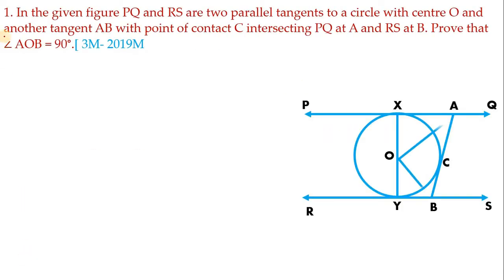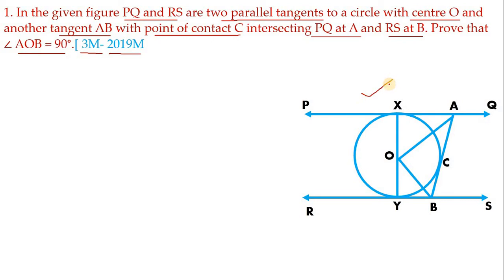First problem. In the given figure, PQ and RS are two parallel tangents to a circle with center O and another tangent AB with point of contact C intersecting PQ at A and RS at B. Prove that angle AOB equals 90 degrees. 3-mark problem asked in the year 2019 March.